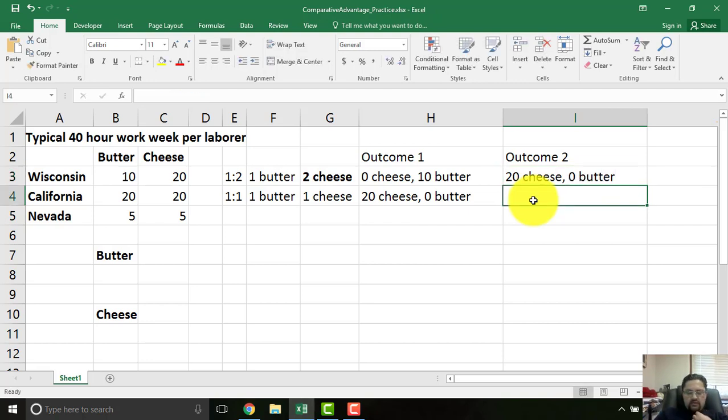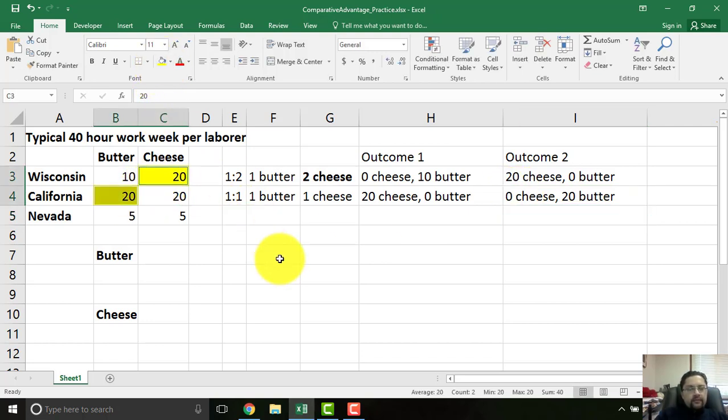And over here, because there's no difference, that's a 1-to-1 ratio. Whether we produce butter or cheese, we'd be getting away with 1 over 1. So what you'll do here is 0 cheese, and you'll still get 20 units of butter. Okay? The reason for that is we're using these numbers here.